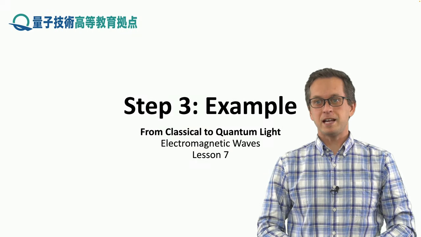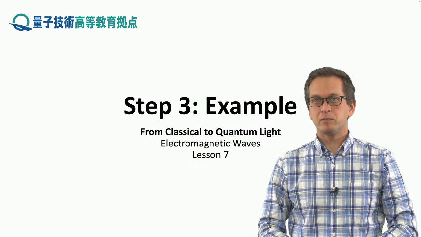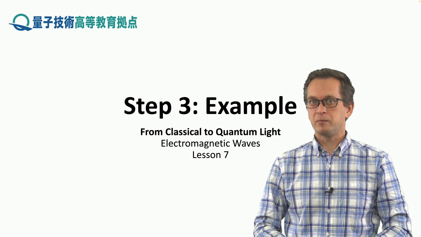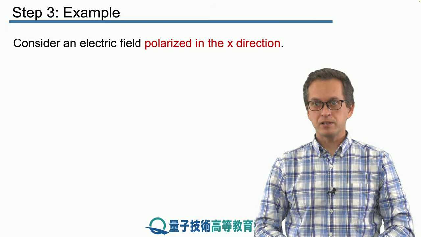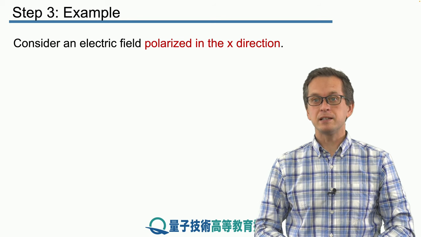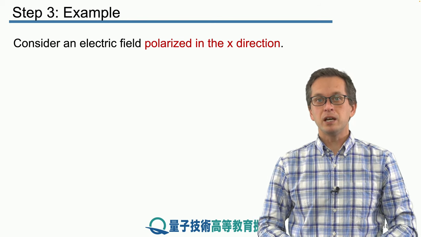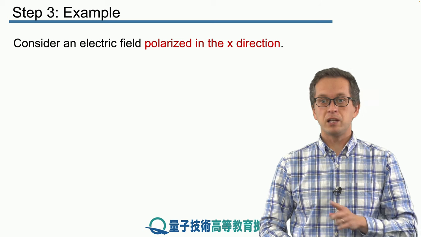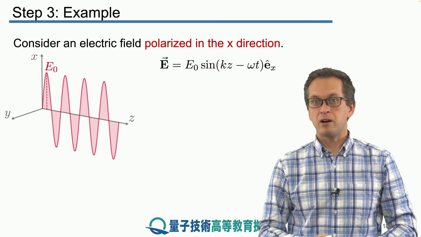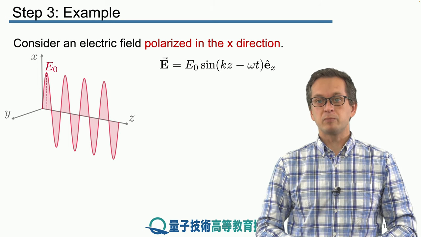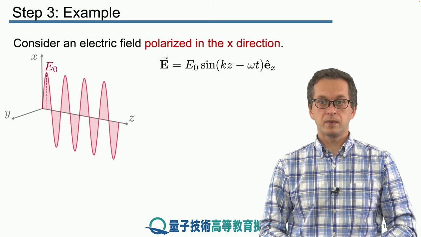Step 3, example. Now it's time to look at some properties of the electric and magnetic fields in the form of an example. So let's consider an electric field that is polarized in the x direction, meaning it only varies in the x direction and not in any other direction. And furthermore, let's consider that our electric wave is propagating in the z direction.